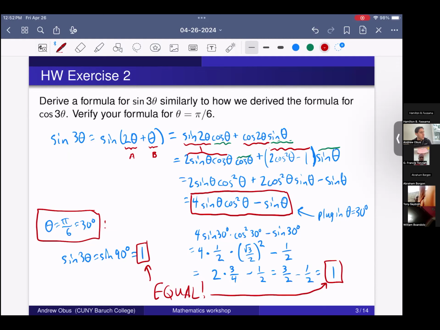As we see, when you plug in theta equals 30 degrees, you plug it into sine of 3 theta, you just get 1. And then you plug it into this formula that we got for sine of 3 theta, and we also get 1. Okay? So I wouldn't recommend memorizing this formula. I haven't memorized it. It's not so easy to memorize, but it is good to memorize the double angle formulas, for sine of 2 theta and for cosine of 2 theta. Those show up enough that they're worth memorizing.